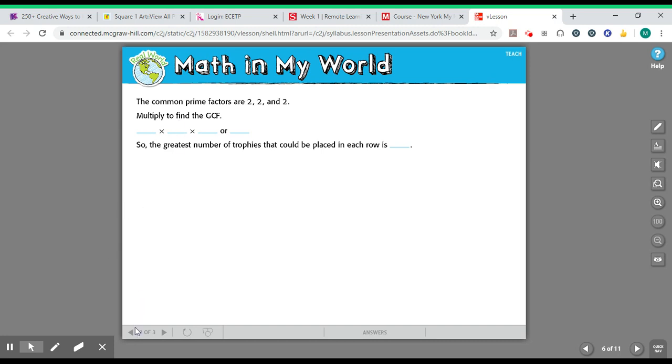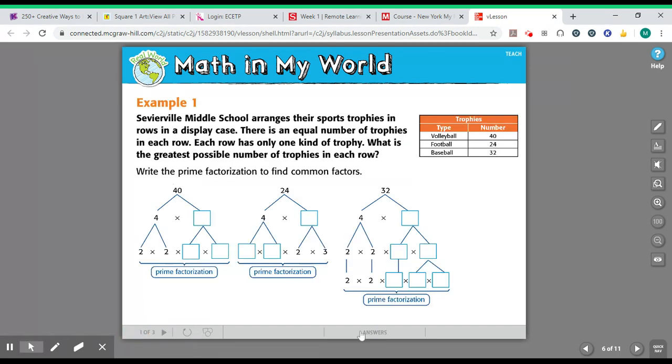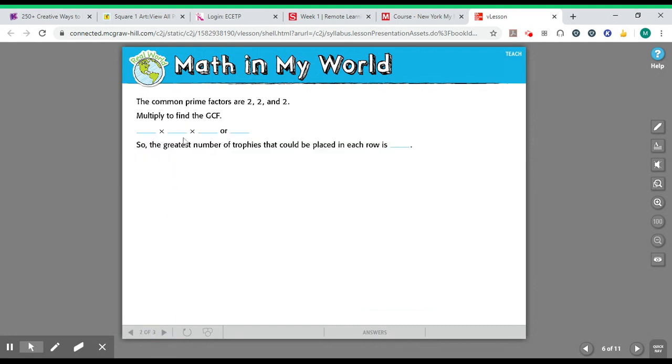You'll notice that in those three numbers back here, 40, 24, and 32, what is the only number that all three of these have in common? In the bottom row, this one had a 2, this one had a 2, and this one had a 2. So the greatest common factor, what you would need to do then, is you would need to multiply those three common prime factors. You multiply to find the greatest common factor. 2 times 2 times 2, which would be equal to 8. So the greatest number of trophies that can be placed in each row is 8.